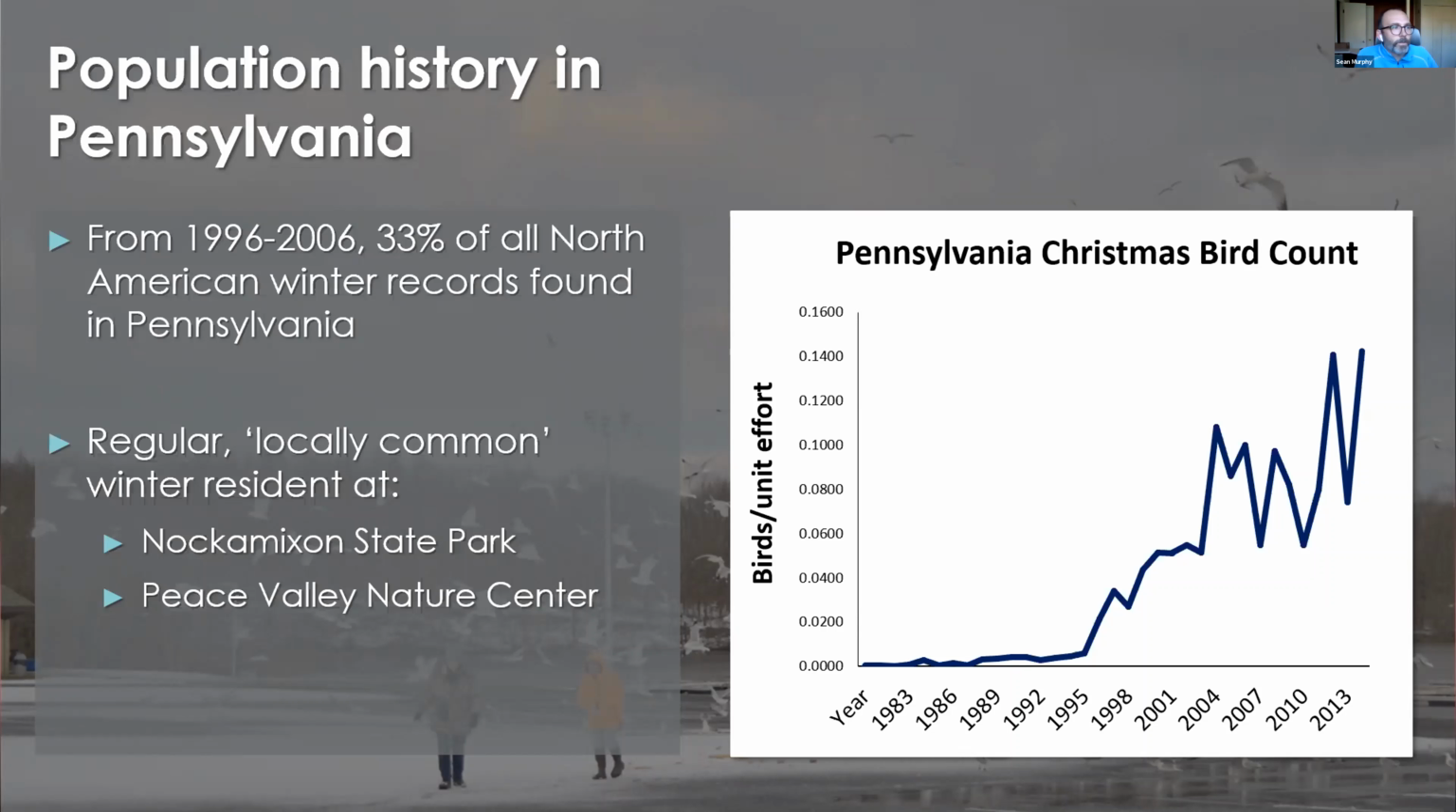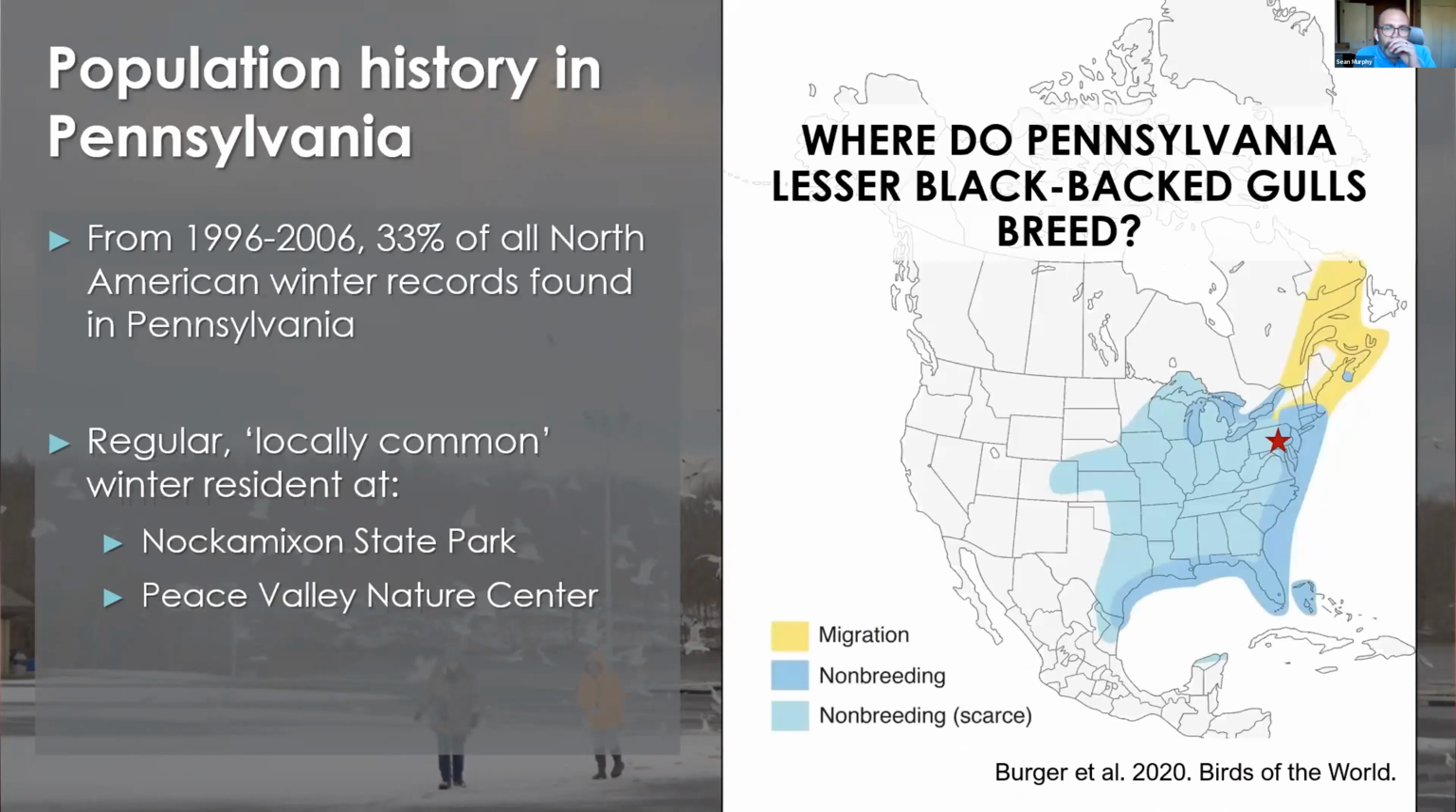So we headed to these two locations, Nockamixon State Park and Peace Valley Nature Center, two locations where water rarely freezes over the winter, and it's close to landfills. So it's a great spot for gulls to set up for the winter. And this is where those locations are indicated by that red star. And this is where we set out to kick off a lesser black-backed gull tracking study to try and identify where the birds migrate for the breeding season.